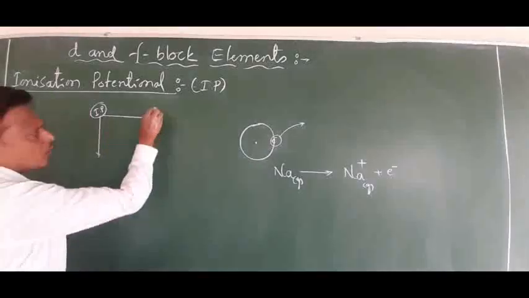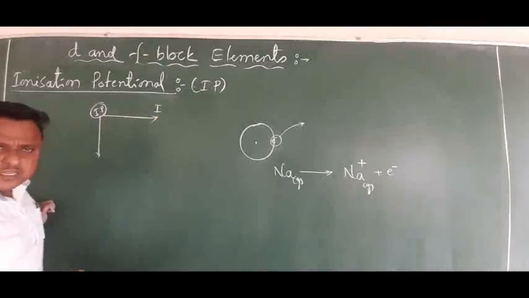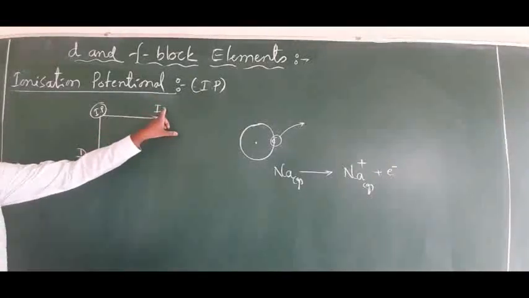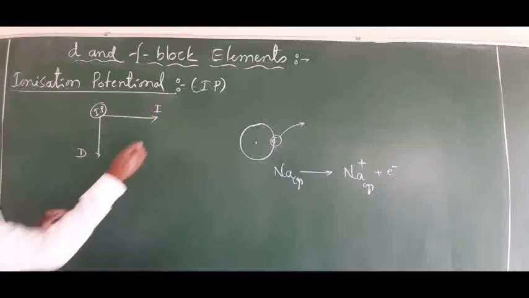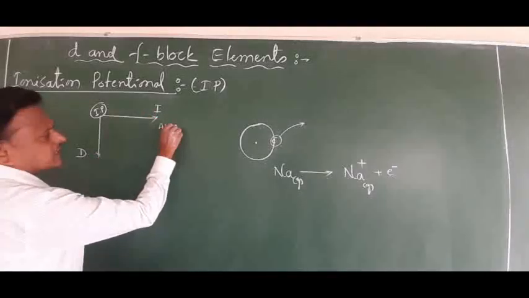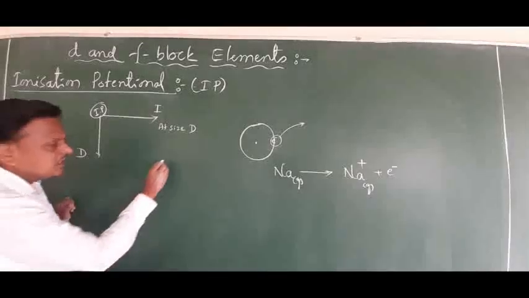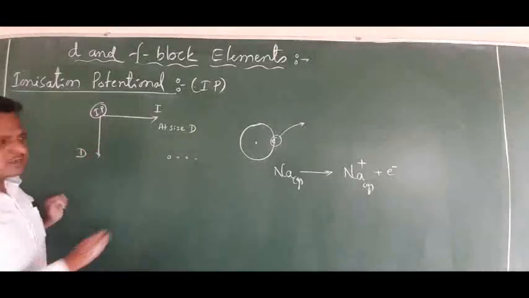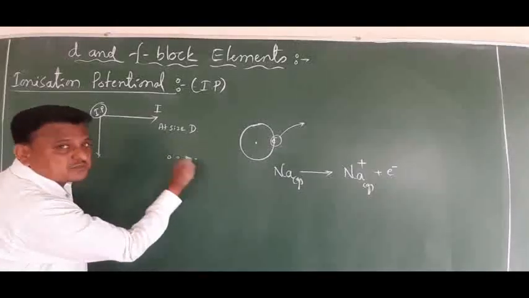Ionization potential always increases along the period and decreases down the group. Sir, why does it increase along the period? Because atomic size decreases. As atomic size decreases, it is very difficult to remove an electron, because effective nuclear charge is maximum.